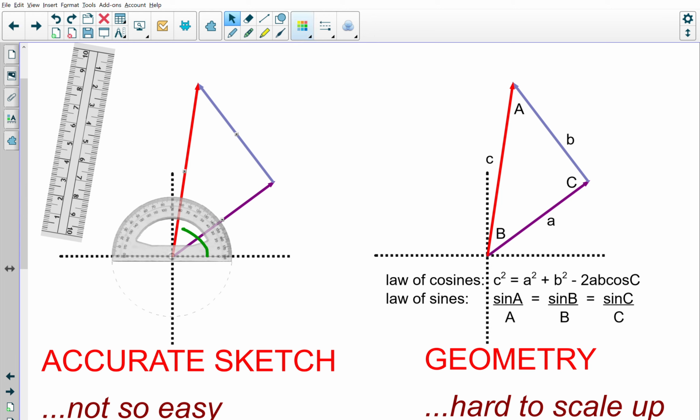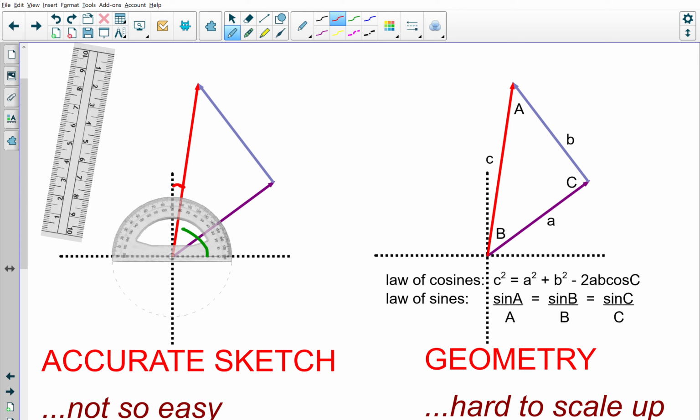You could also do this with this angle here. In fact, you could do it with whatever angle you want, but you're going to refer to those axes. Another way to do this is with geometry. So you could do the law of cosines and the law of sines. Now, this works. It's hard to do, though, when you start adding more vectors to the situation. It becomes difficult to scale up, so to speak.